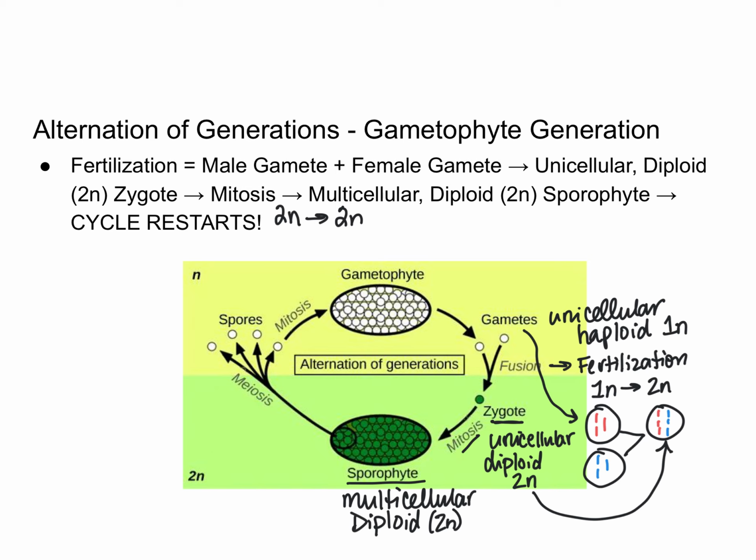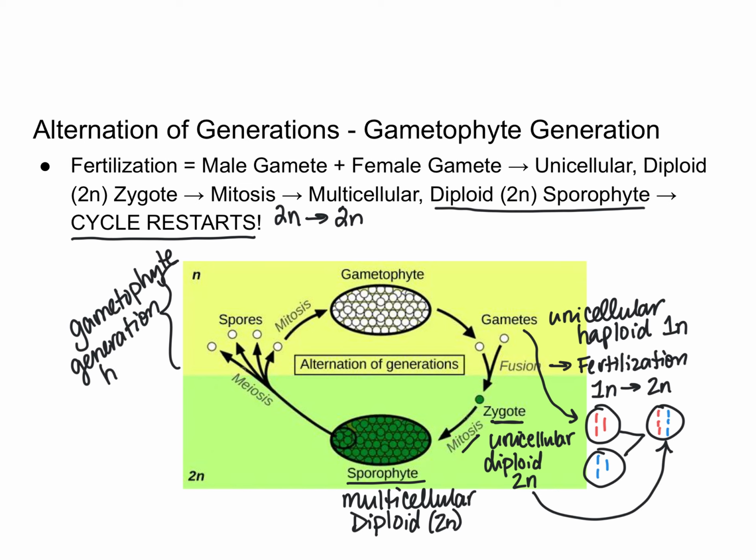And then this is where we started. So if you go back a couple of slides, you'll see that we started with talking about the diploid sporophyte. So the cycle is going to restart or kind of just continue from there. And you can see on this picture, the top part up here in yellow is going to be the gametophyte generation, which is haploid. And then this part in green is the sporophyte generation. And the cells are diploid.